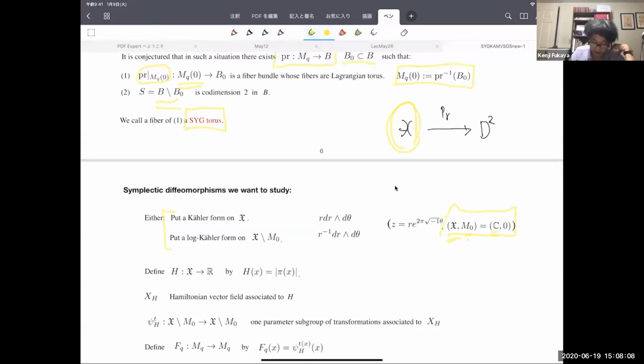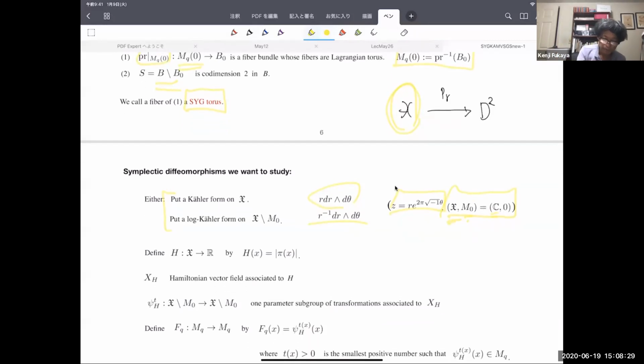In a very simple case, where this total space is just the complex numbers, and this is 0, the usual Kähler form is just like this, right? This is in polar coordinates, r dr wedge d theta. And the log Kähler form is something which blows up at infinity, and this diverges at 0. So there are two choices, and the story is likely to change, but I want to explain both cases.